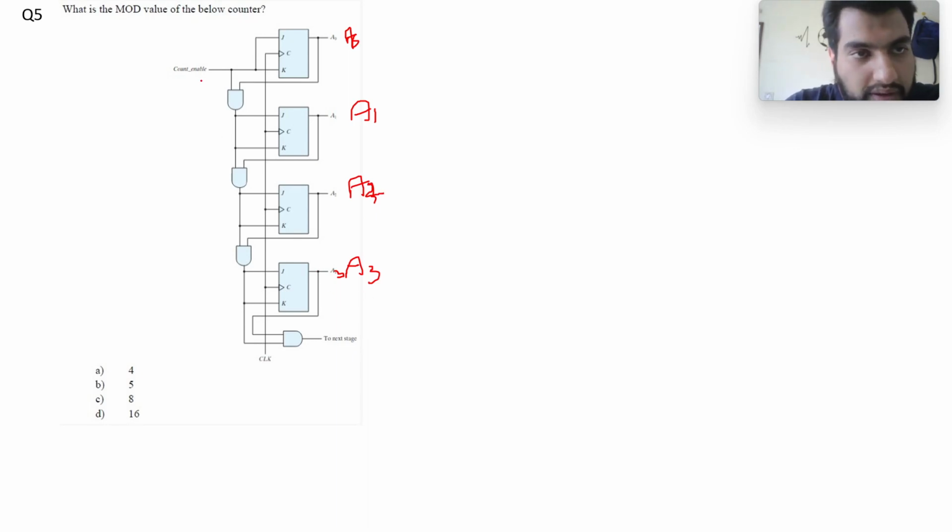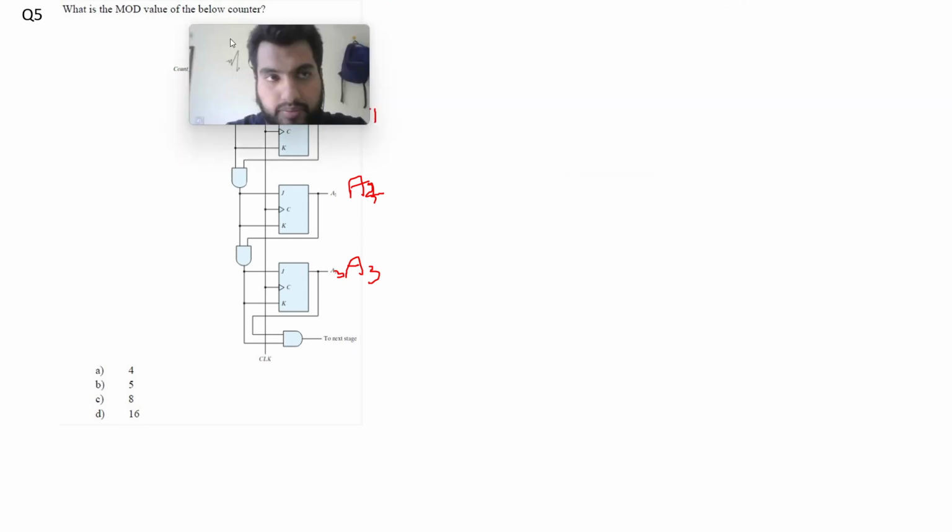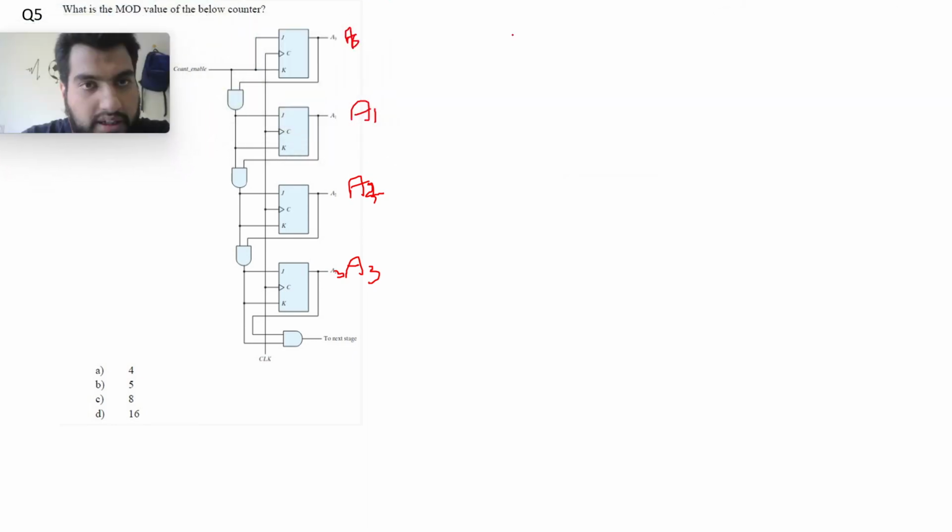Here we have this count enable, which will start the counter, going to this AND gate, and then we have another AND gate, and finally we have the output to connect to the next stage. We only need to figure out the modulus value of this. So how will we do it? Let's just construct our first clock.